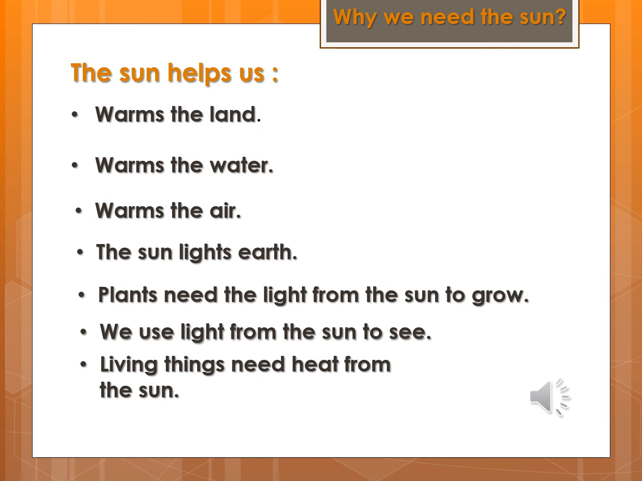If we don't have the sun, the earth will be what? Dark. So we need the sun because the sun lights the earth. And plants need the light from the sun also. Why do the plants need the light from the sun? To grow. And we use light from the sun to see.